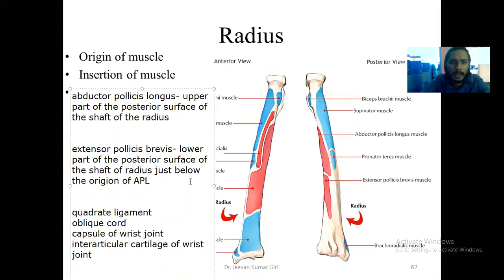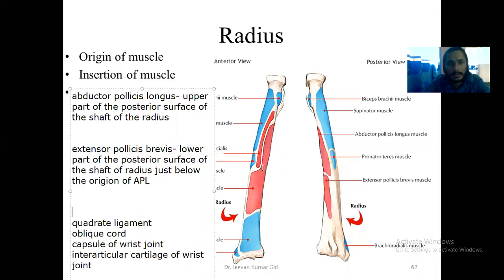This quadrate ligament is attached to the neck of the radius, the oblique cord along the radial tuberosity, the capsule of the wrist joint along the articular margin of the lower end of the radius, and the intra-articular cartilage along the inferior margin of the ulnar notch of the radius. So remember the names of this ligament and the capsule. They have attachment on the radius: quadrate ligament at the neck, oblique cord at the radial tuberosity, capsule along the margin of the articular surface of the lower end, and intra-articular cartilage along the inferior margin of the ulnar notch. Just remember this. These are the attachments on the radius.